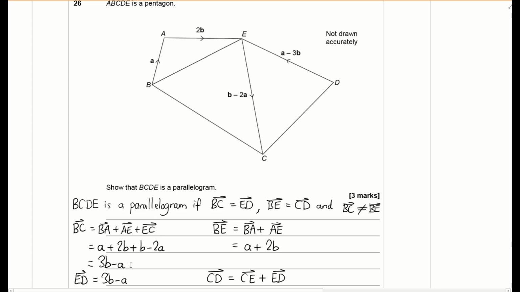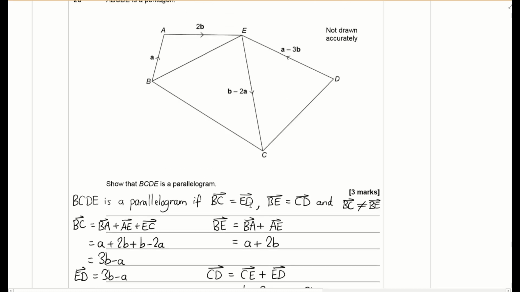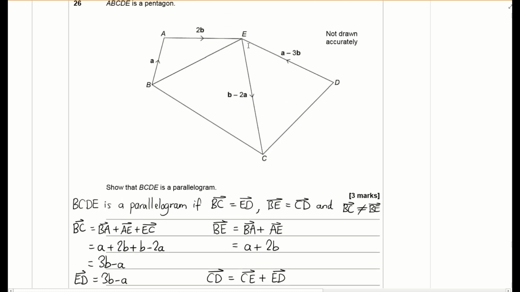Now we'll find vector ED. Well, that's already given, but it's just against the grain of the vector, so it would be negative A plus 3B, or 3B minus A if you wanted to reverse it. So we've already shown that BC and ED are equal, so that means they're the same vector and they are parallel. Now for the vector B to E, well, B to E equals B to A plus A to E, which is A plus 2B.